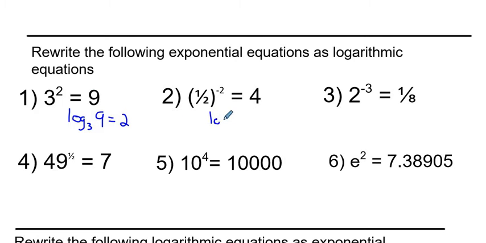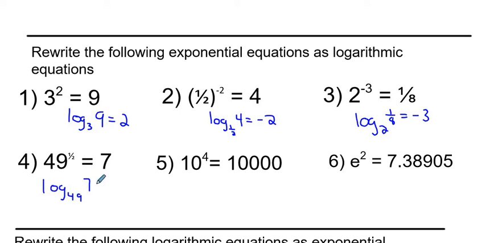So for instance, this one would be log base 1/2, same base. Input 4, it will output -2. This one would be log base 2, input 1/8, output -3. This one would be log base 49, input 7, output 1/2. And I'll explain what's going on with that one as I talk about all of these.